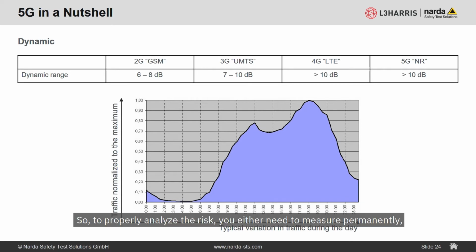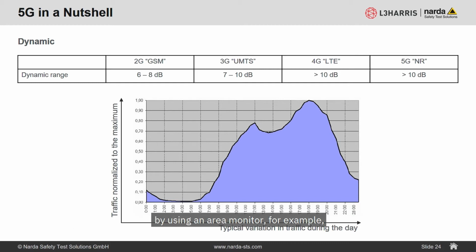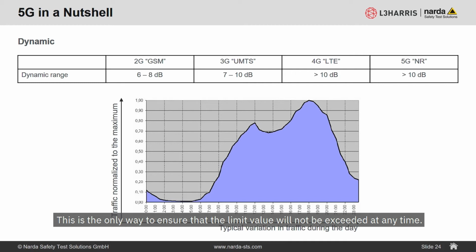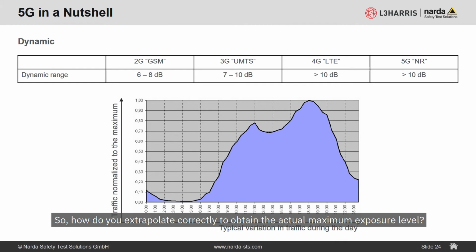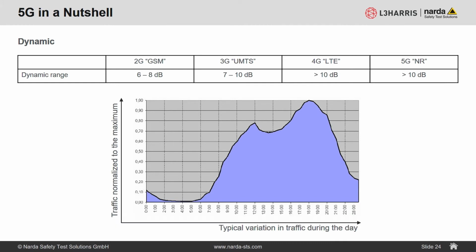So to properly analyze the risk, you either need to measure permanently, by using an area monitor for example, or you must extrapolate your measurement result. This is the only way to ensure that the limit value will not be exceeded at any time. So, how do you extrapolate correctly to obtain the actual maximum exposure level?